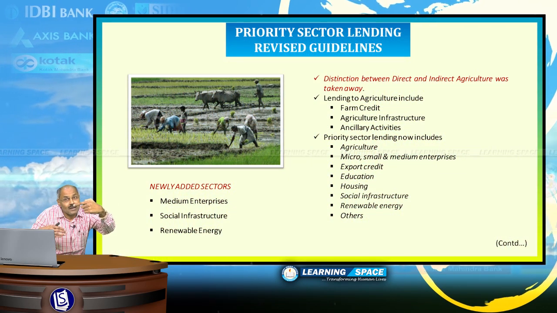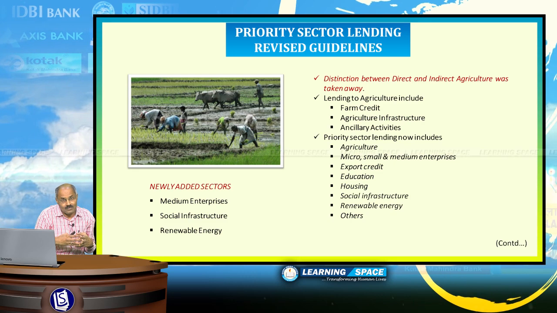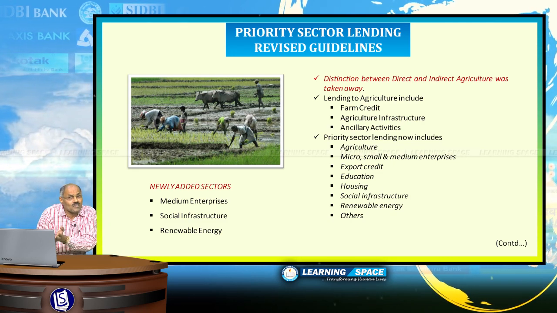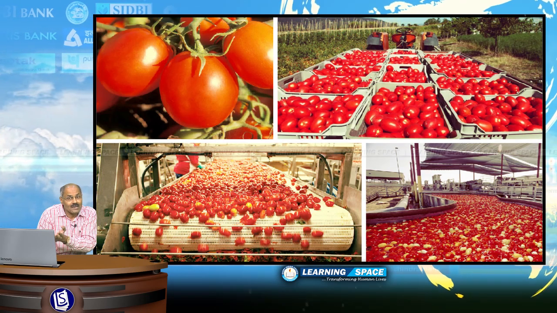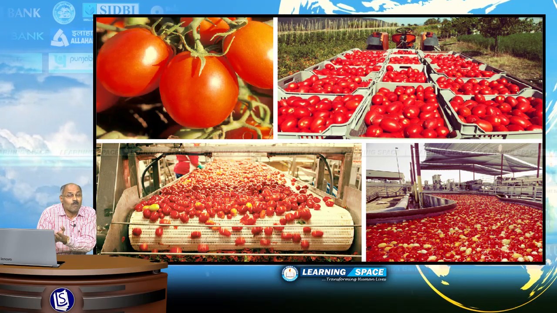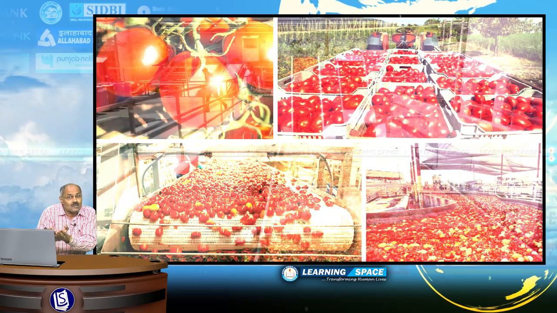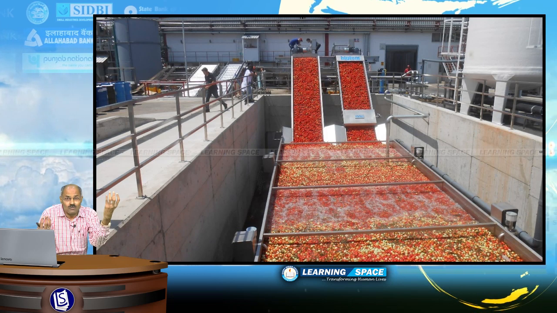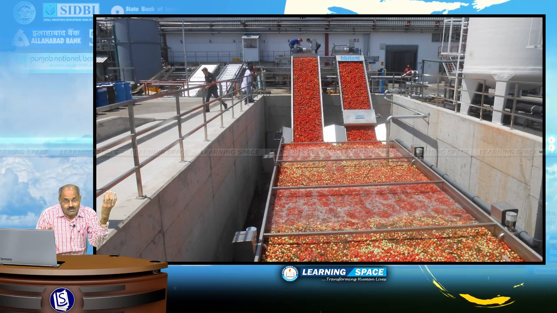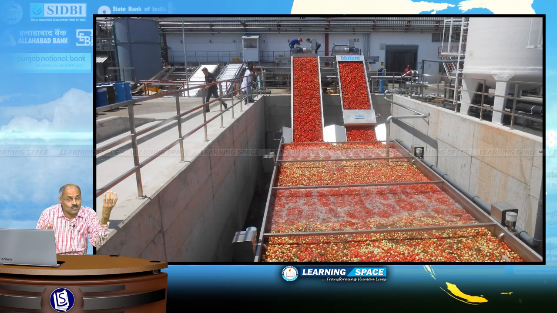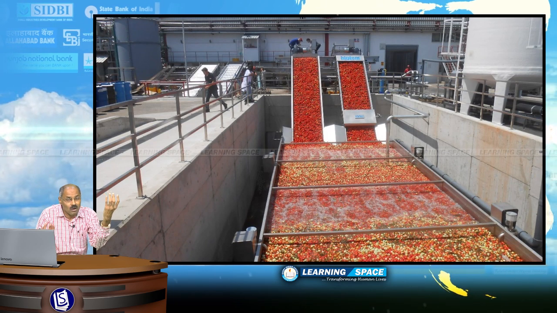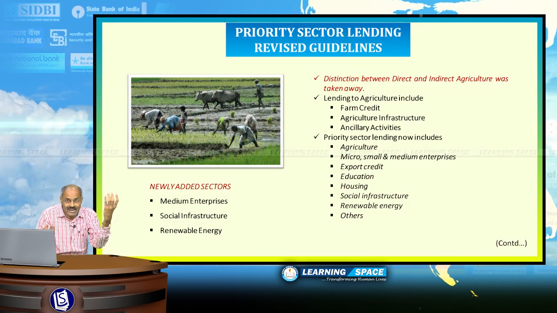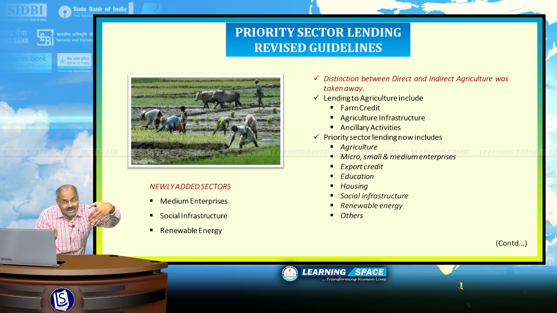Third one is ancillary activities. That means if somebody is producing tomatoes and wants to establish a plant to produce juice or sauce out of tomato, if some farmer wants to produce sauce out of tomato, then he will be financed and that will come under priority sector lending.